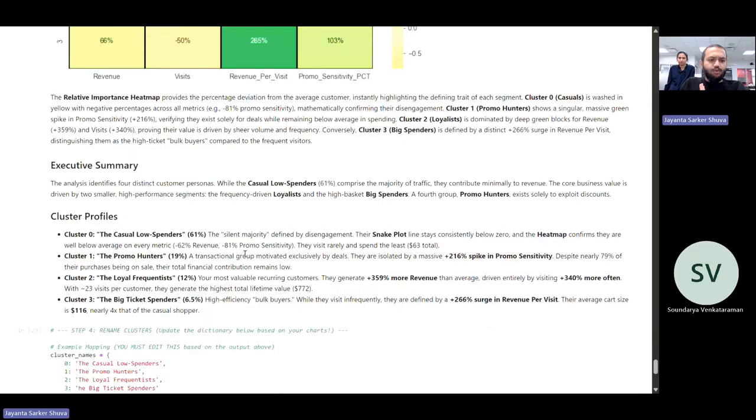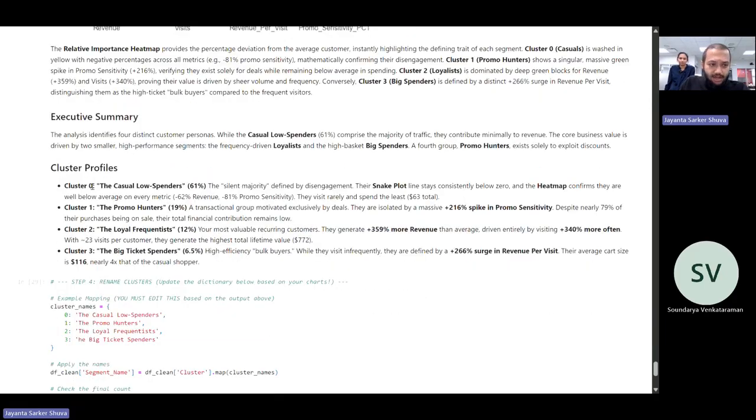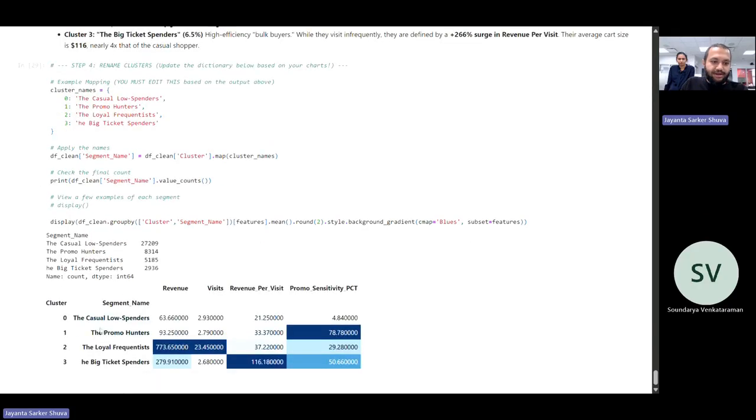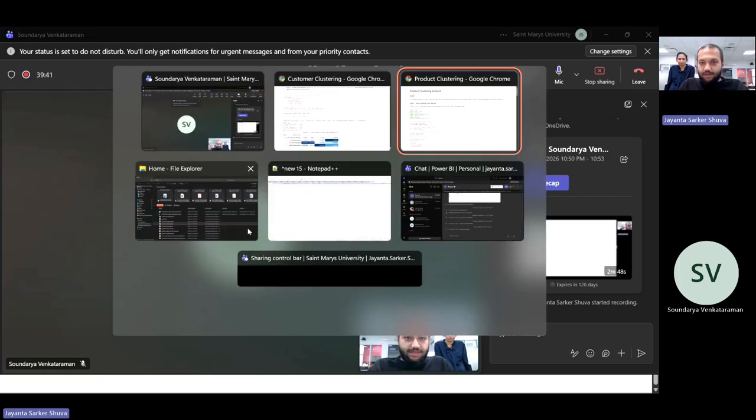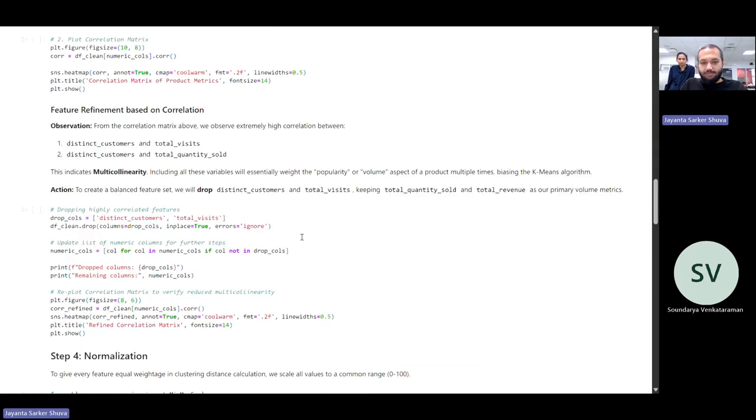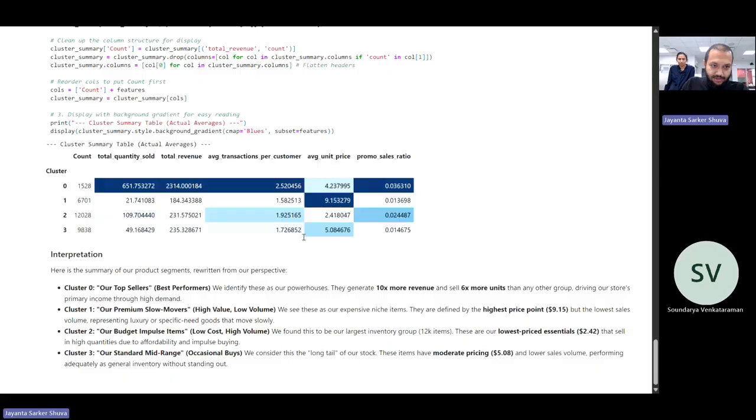By that, we can plot our clusters and give them certain names. This is our final name for each customer. Customer 0, casual low spender. This is promo hunter, and these are only sensitive to promo. These are our loyal customers, and these are the big ticket item. We have done the same kind of thing with products, so I'm not spending much time, I'm only giving you the output.